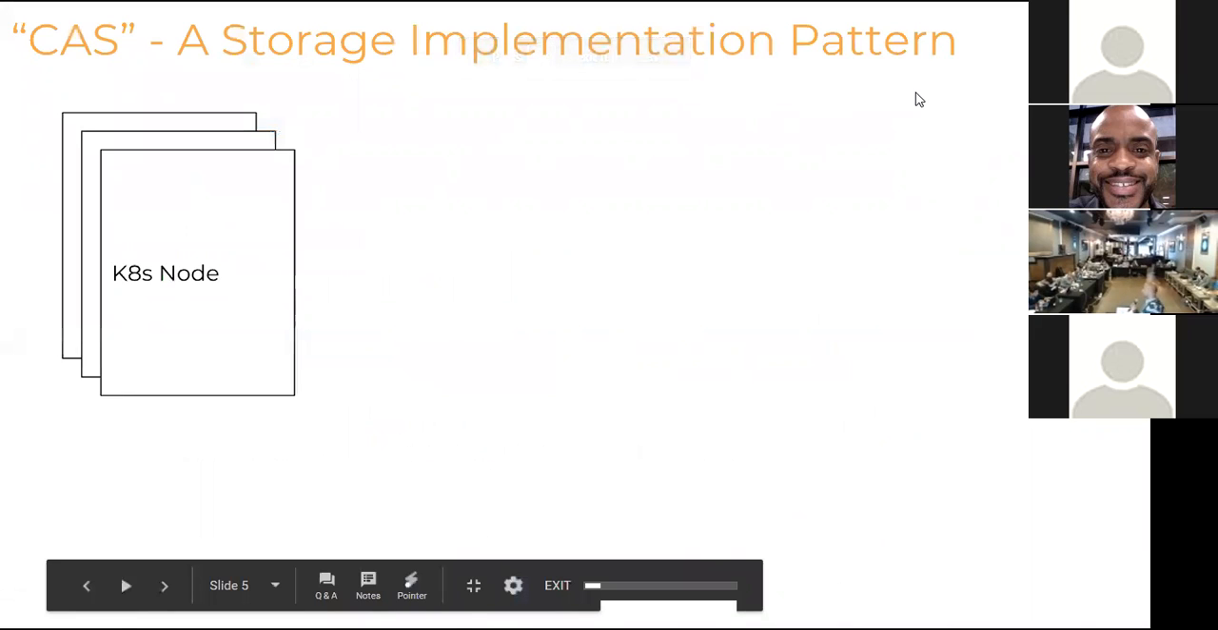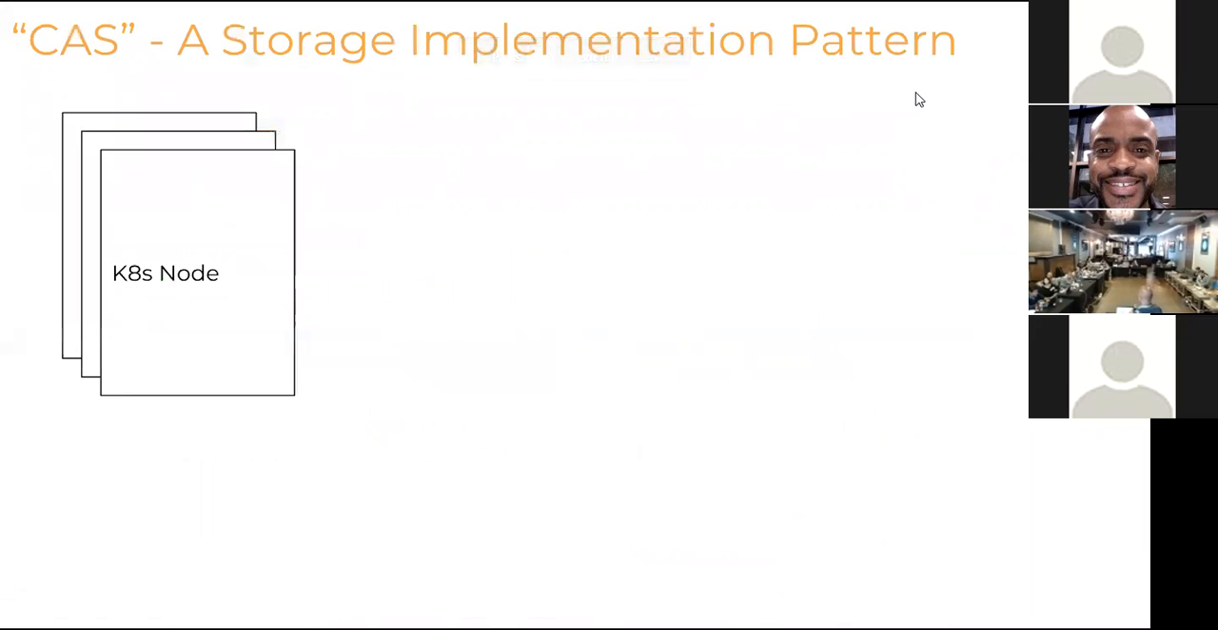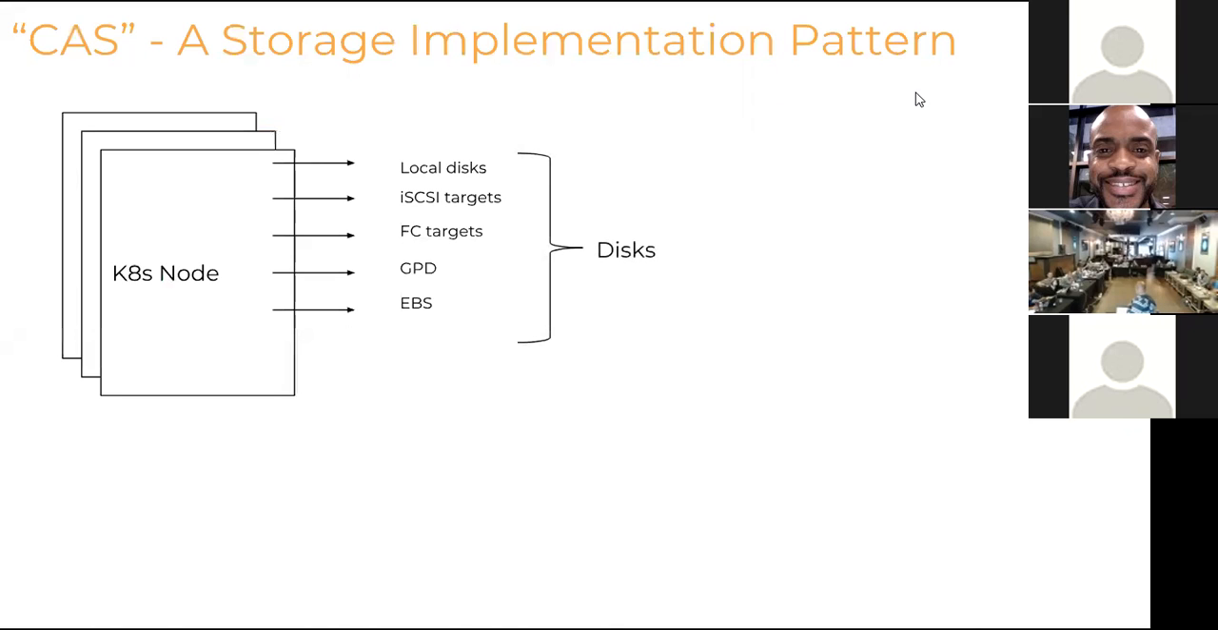So I'm calling this container attached storage, just like direct attached storage, network attached storage. Now with Kubernetes we have container attached storage, where storage is served from containers, right? So the common pattern that we are seeing is each of these nodes can have disks that could be local disks. It could be iSCSI targets or FC targets, any kind of block devices. These are just referred to as disks, right?